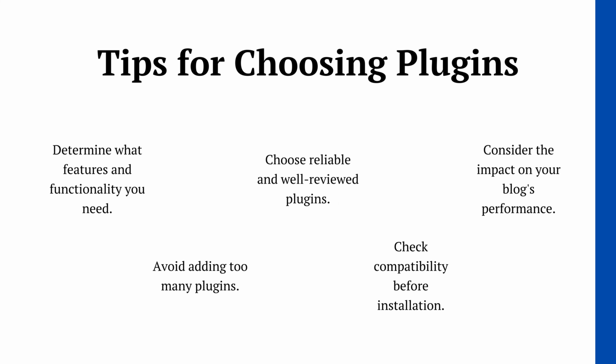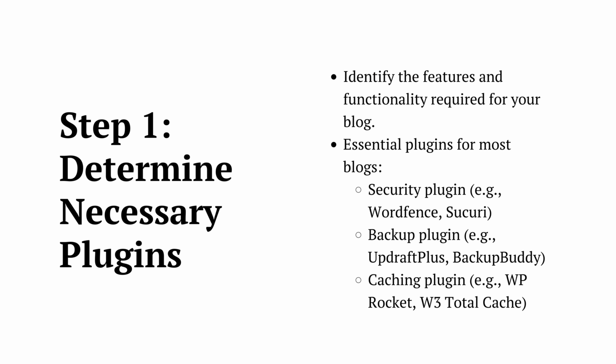The first tip is to decide what features and functionality you need for your blog. Think about what kind of blog you have and what kind of audience you want to reach. For example, if you have a travel blog, you might want to add a plugin that lets you display maps or photos of your destination. If you have a business blog, you might want to add a plugin that lets you collect email addresses or sell products.